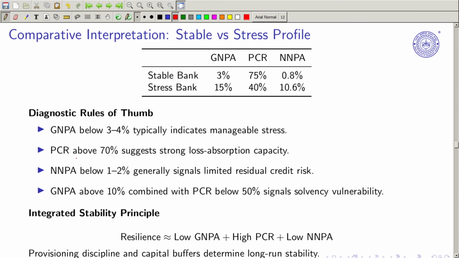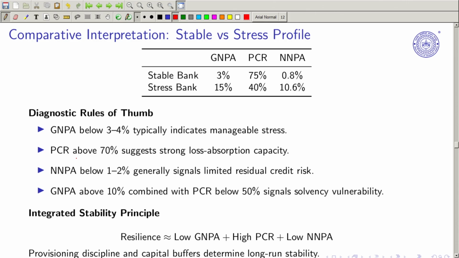In a stress bank, you can see that you have 15% GNPA. Out of that you have coverage of only 40%, which implies that you have not been able to cover even that 15%, and net NNPA is 10.6%. So this is the proper example of a stress bank.